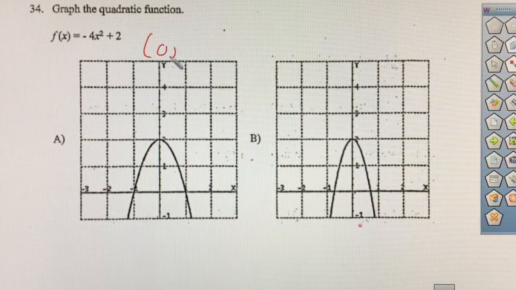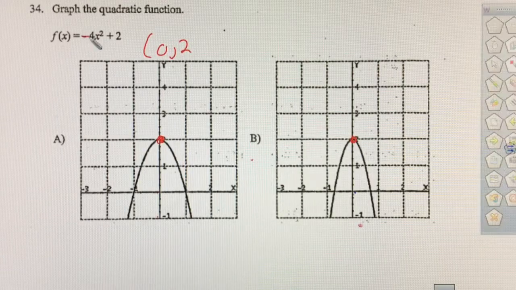Quadratic equation. The vertex of this is going to be at 0, 2. Notice that one's at 0, 2. That one's at 0, 2. Negative in front, so it's going to be concave down. They're both concave down. Now I'm going to use 1, 3, 5, 7.